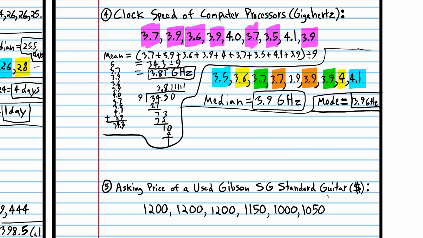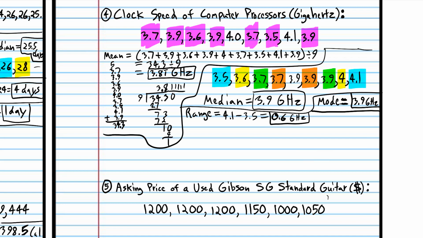All right, so now let's find the range. Go ahead and find the range, and when you come back, we'll do it together. All right, we're back. So the range is the biggest value, 4.1, minus the smallest value, which is 3.5. And that's just going to be 0.6 gigahertz. I just did that in my head because we're starting to run out of time. So if you got 0.6 gigahertz, good job.